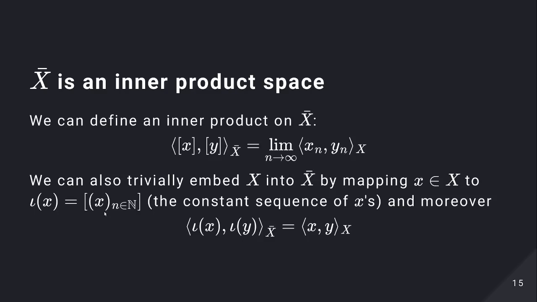And we can also trivially embed our original space X by mapping some element x to the constant sequence of x. So we take an element x in X and we map it to iota x, being simply the sequence x, x, x, x, x. Of course, this is a Cauchy sequence, so it does work. And we can take the equivalence class. So really, this is to say, okay, we can map our elements to the set of all the sequences that converge to that element.